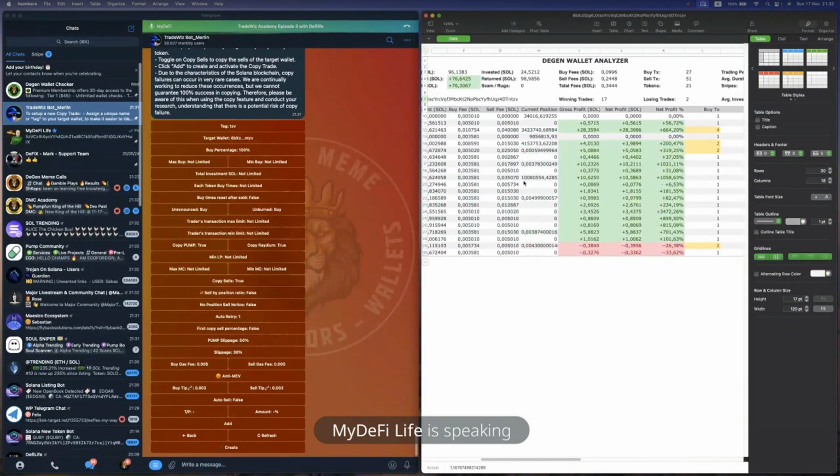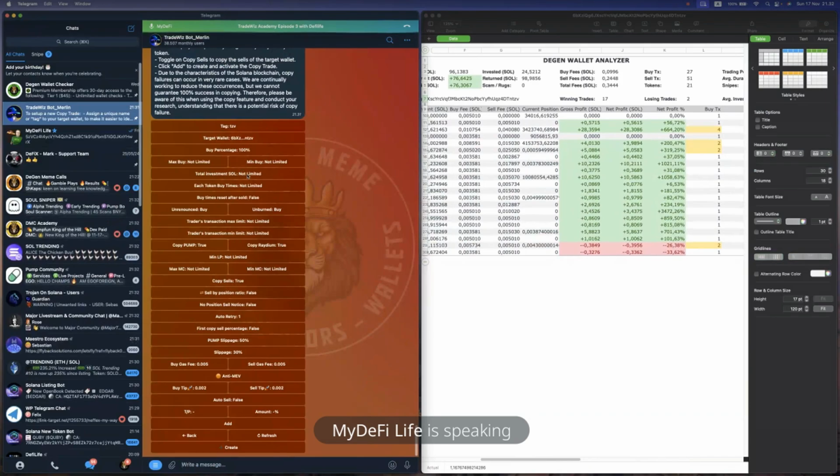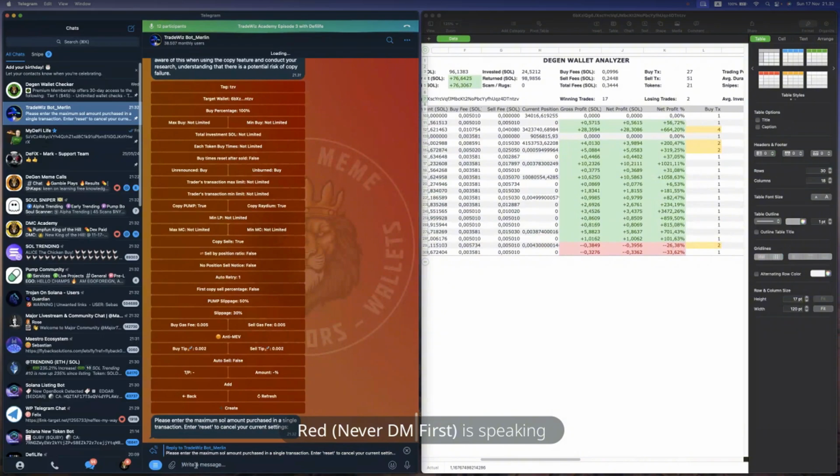Do you have like a recommendation about average buy? Like, for example, if it's too low or too high, what would be the best average buy for a wallet to copy trade, in your opinion?